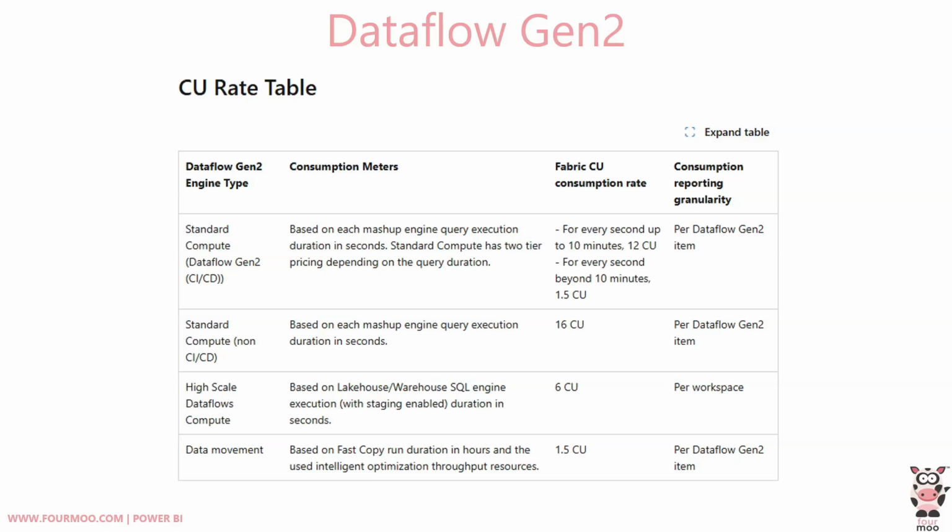And then for every second after 10 minutes is only 1.5 CU per second. So that is quite a big difference. Versus if you just use the standard compute Dataflow out of the box as it is, you are using 16 CUs for every second, regardless of how long it is. So I'd highly recommend using the CI/CD version of the Dataflow Gen 2.